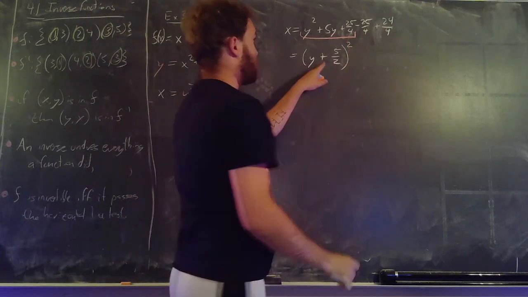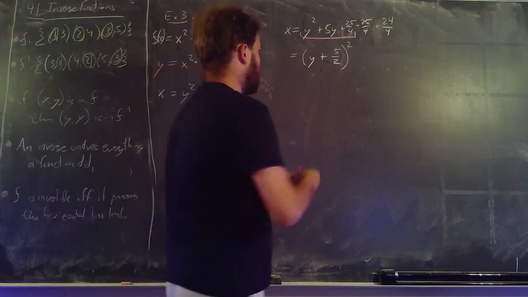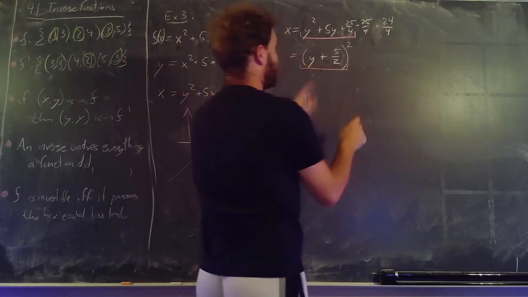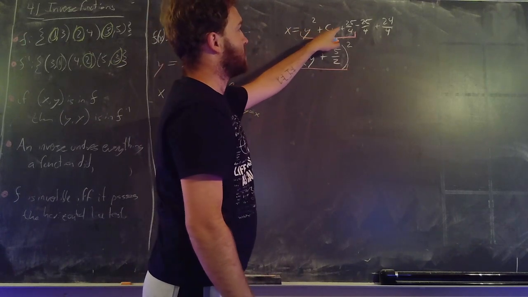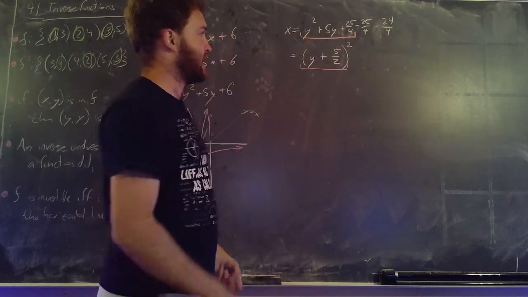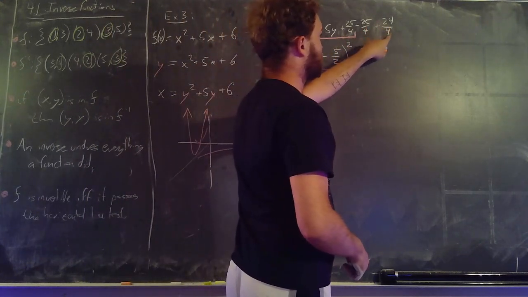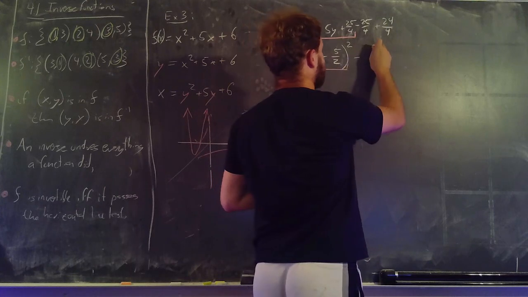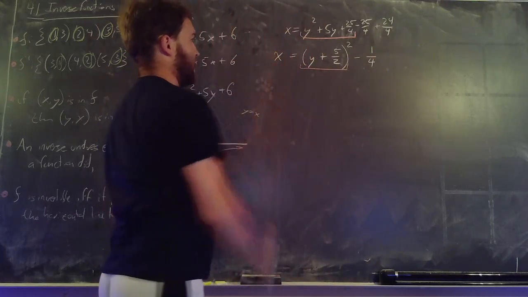It makes a nice perfect square trinomial. In other words, when I FOIL out y plus 5 halves squared, I'm going to get y squared plus 5y plus 25 fourths, exactly what I have there. But I have these extra constants on the outside. Minus 25 fourths plus 24 fourths is minus 1 fourth in total. And that is equal to x.